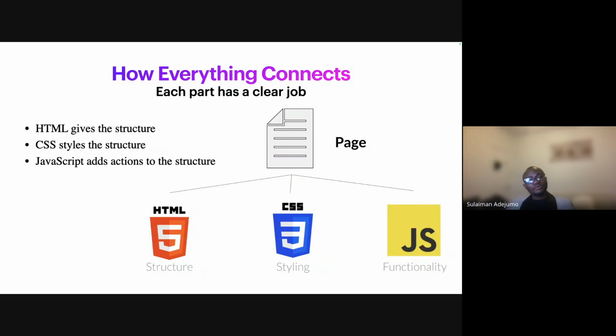So this simple diagram helps you understand how everything connects in a front-end project. When you're just starting out, it's easy to feel overwhelmed because you hear about HTML, CSS, and JavaScript, but you aren't always sure how they all fit together. This is where a simple analogy can make things much clearer.